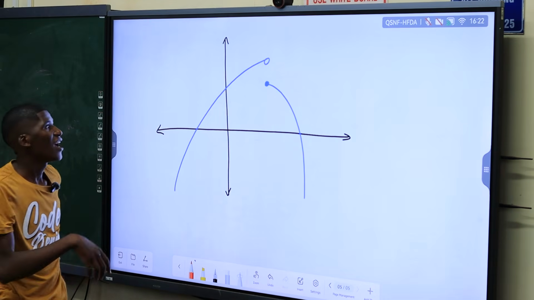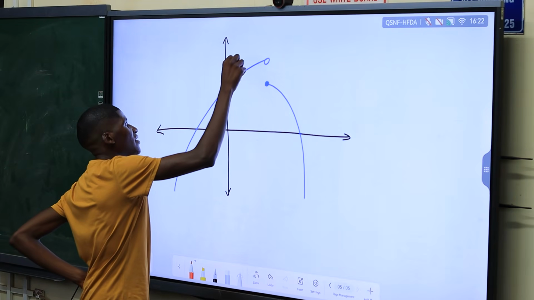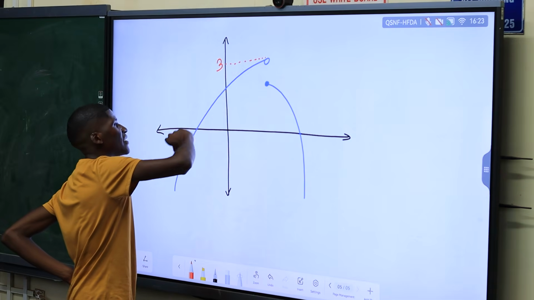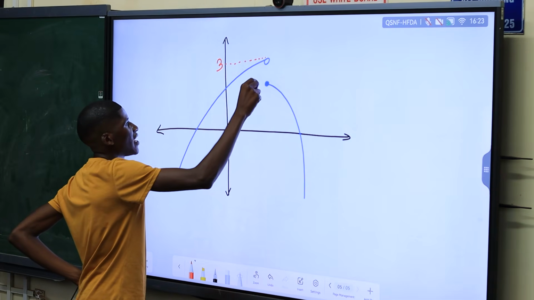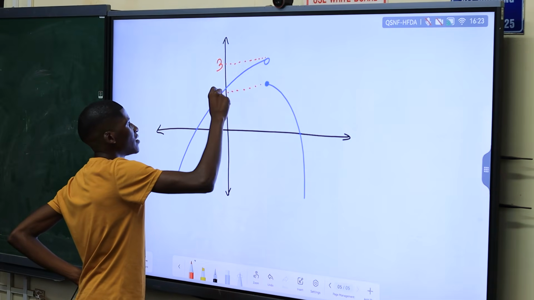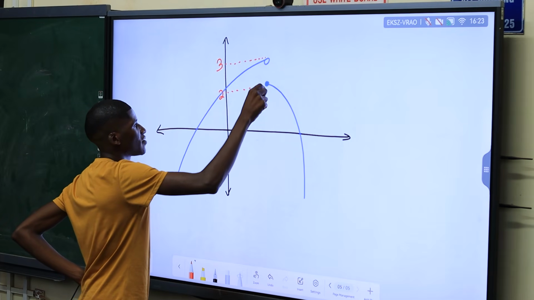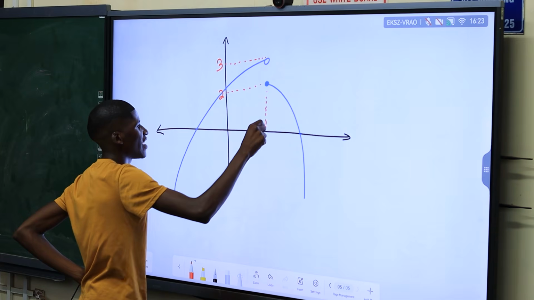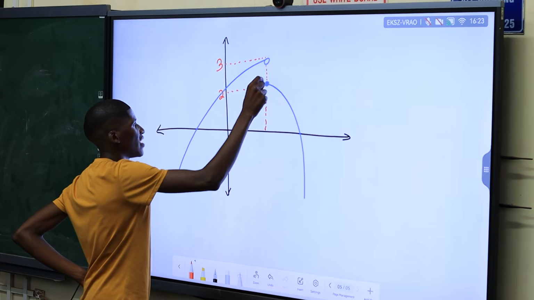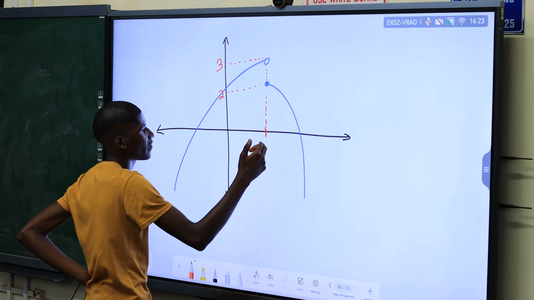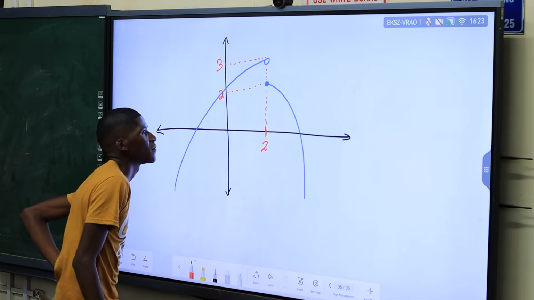And then what am I going to say? I'm going to say the value here is 3. And I'm going to say the value there is 2. And then I'm going to say that they are sharing a common x value. And the x value is there. Any example of an x value, maybe we say 2.